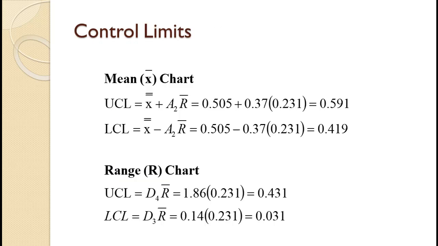Using the higher range of 0.231, the control limits for the Xbar chart expand from 0.437 and 0.576 to 0.419 and 0.591. Additionally, the control limits for the R chart expand from 0.026 and 0.356 to 0.031 and 0.431.